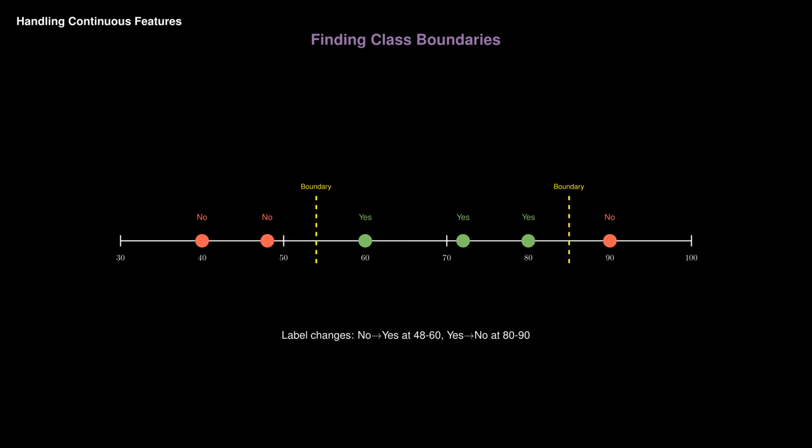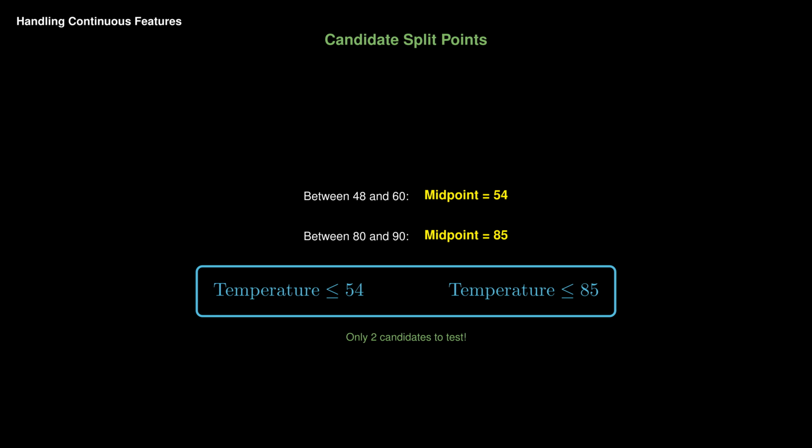Our candidate split points are the midpoints at those boundaries. Between 48 and 60, the midpoint is 54. Between 80 and 90, the midpoint is 85. So we only need to evaluate 2 candidate splits: temperature less than or equal to 54 and temperature less than or equal to 85. That is way better than testing every number.